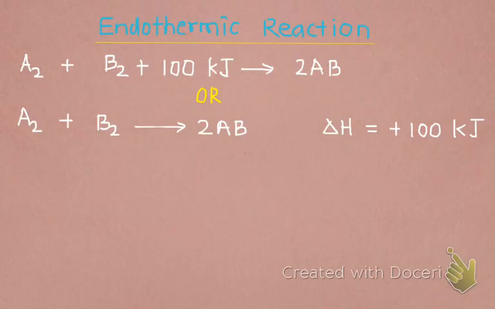Now let's consider the endothermic reactions. Considering the reaction A2 plus B2 plus 100 kilojoule giving the product AB. So this is also represented in two ways, and both ways are correct. Here delta H is plus 100. That means it consumes energy. So that's why it is an endothermic reaction.